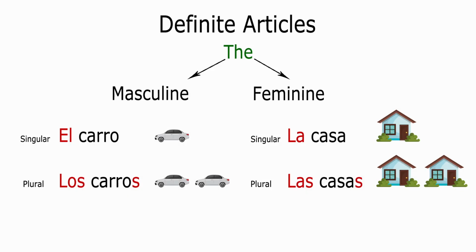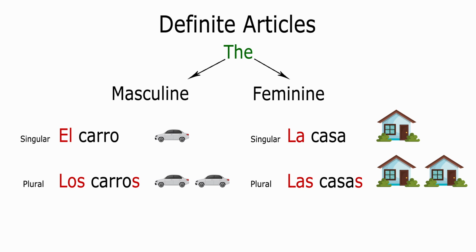Let's look at how we say the word the in Spanish. In English, we use the same word, the, for everything. The car, the house, the cars, the houses. It never changes. But in Spanish, the word the changes depending on two things: the gender of the noun, masculine or feminine, and whether the noun is singular or plural.